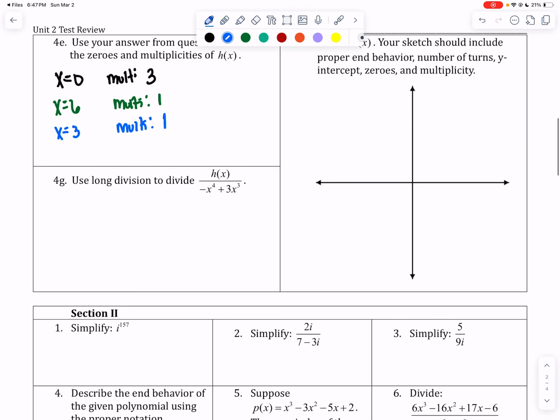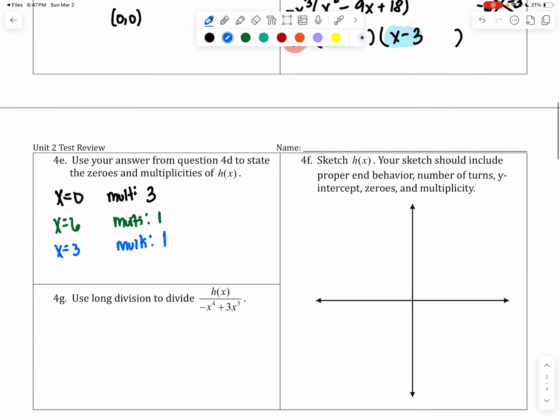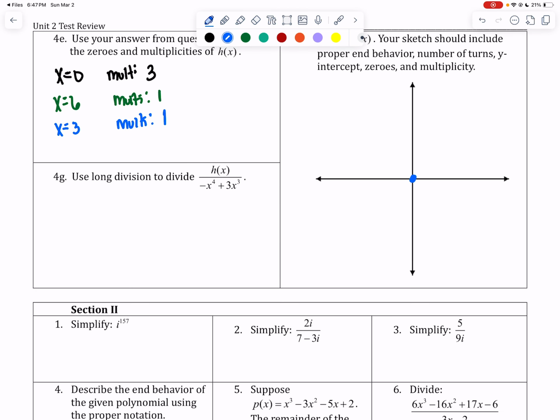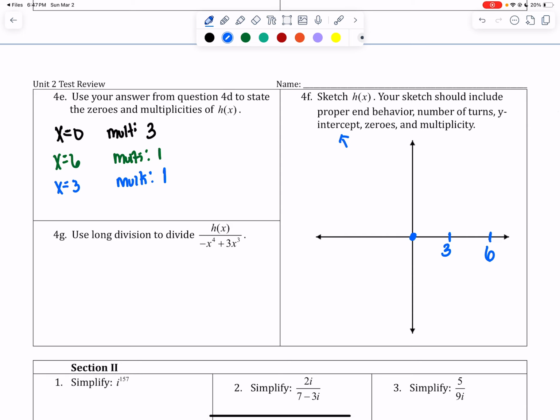But if I were to look at this, I have 0, positive 3, and positive 6. My end behaviors are going opposite directions because it's odd and a negative leading coefficient. So at this point, we are just going to play connect the dots, or connect all of the relationships that we have. I'm going to start with my end behavior right here, and I'm going to move all the way down until I hit my first 0.